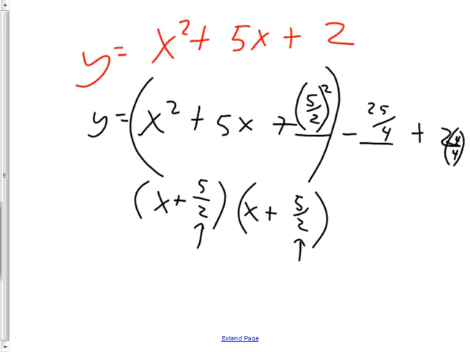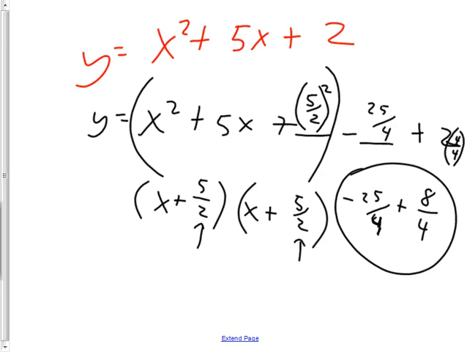Why did I just do that? Because I want to get a common denominator. Now I have negative 25 fourths plus 8 fourths. And even a child of age 9 could answer that, if they had fractions. So it's going to be negative 17 fourths.